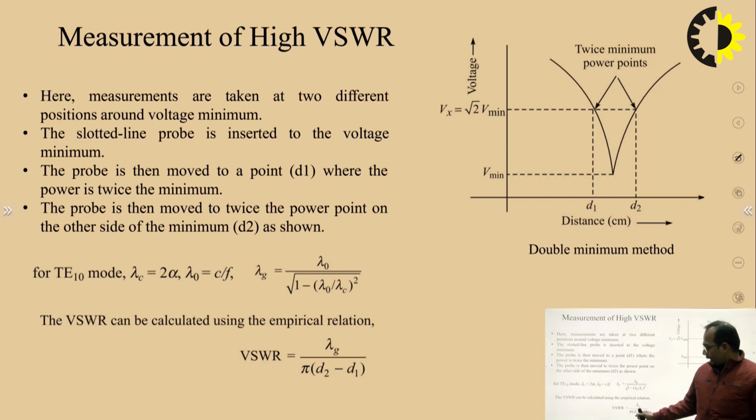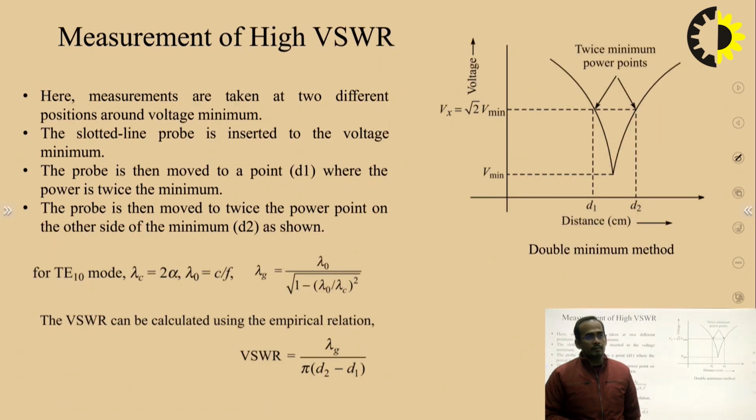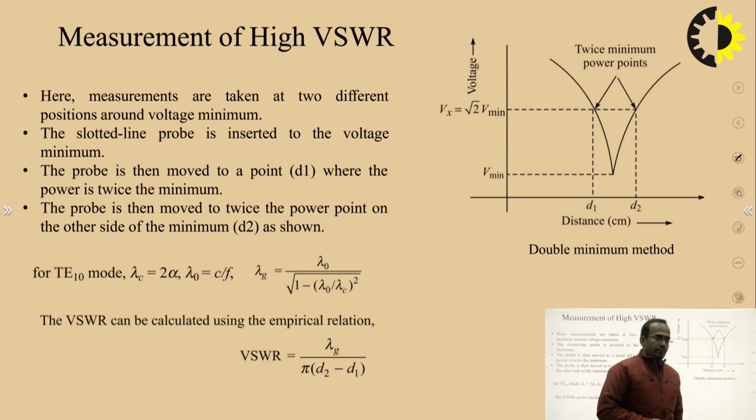So we can calculate this VSWR by using the formula lambda g upon pi into (d2 minus d1). Here d2 minus d1 is nothing but the distance between the two minimum power points. In this way we can measure the high VSWR.